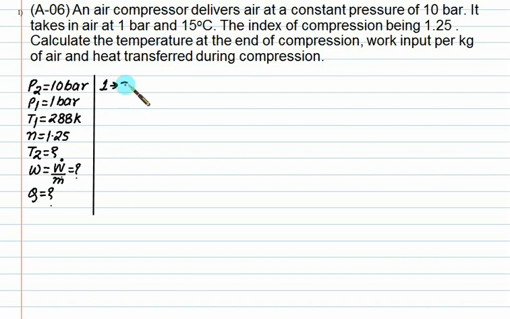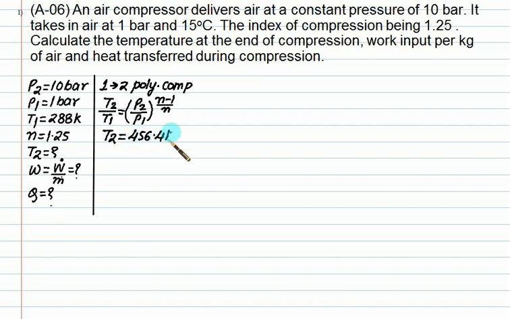The first equation: 1 to 2 is a polytropic process, and it is known that for a polytropic process we can apply the law T2 by T1 equals P2 by P1 to the power (N minus 1) upon N. Substitute the values from the given data and we can calculate the value of T2. If we substitute, I get T2 approximately equal to 456.4 Kelvin.